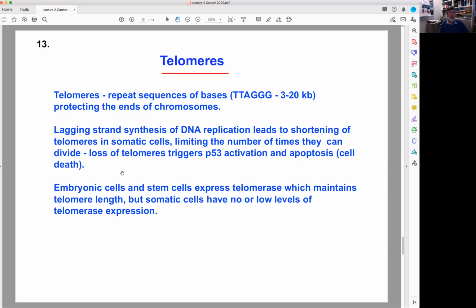So I'm going to show at the end of the lecture a little video just showing this problem of lagging strand synthesis, how the lagging strand end gets shorter with each DNA replication, and how telomerase reverses this. But we'll do that last because I've got to open that as a separate share folder because I'm doing this from a PDF and it won't work from the PDF. So we'll talk a bit more about telomerase first before we look at that little movie.